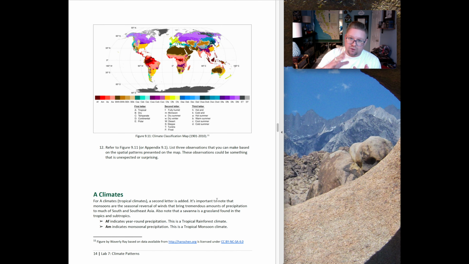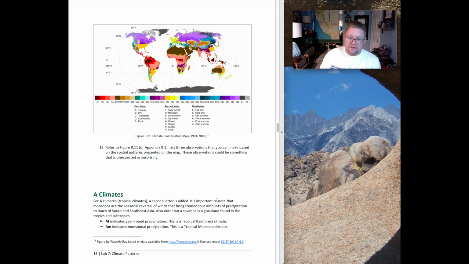Now this map is more fine-tuned. These observations can be something that is unexpected or surprising. So let's break down each climate group and talk about all the options within. As we can see for climate A, which are considered tropical climates, a second letter is added. Why? Well, it's important to know that monsoons are the seasonal reversal of winds that bring tremendous amounts of precipitation to much of South and Southeast Asia.